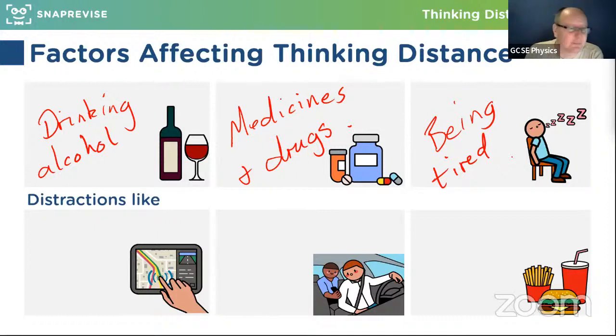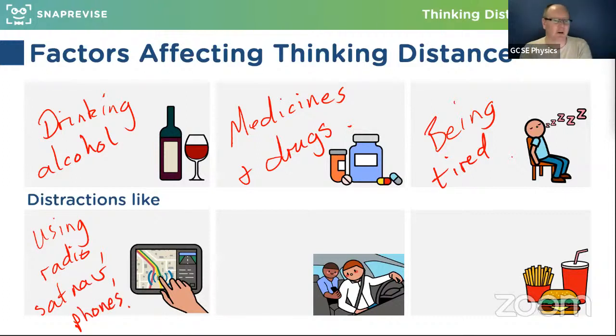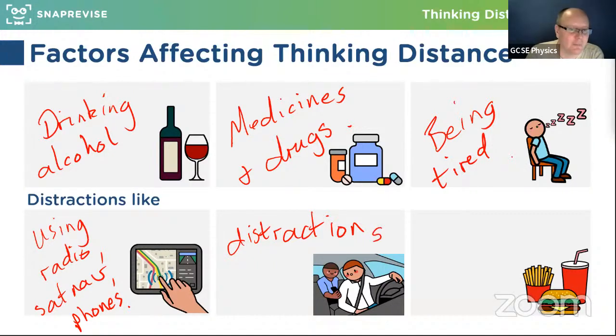Any distractions like using a radio in the car, using sat nav, mobile phones and so on. Even though some of those things are legal to use in a car, if you are distracted whilst driving in any way, that's going to extend your thinking time, your reaction time, and therefore your thinking distance. And then also being distracted by others in the vehicle. So if you have distractions within the car, maybe an animal, a dog that maybe isn't strapped in properly, or loud discussions, arguments, they can extend your reaction time and your thinking time.